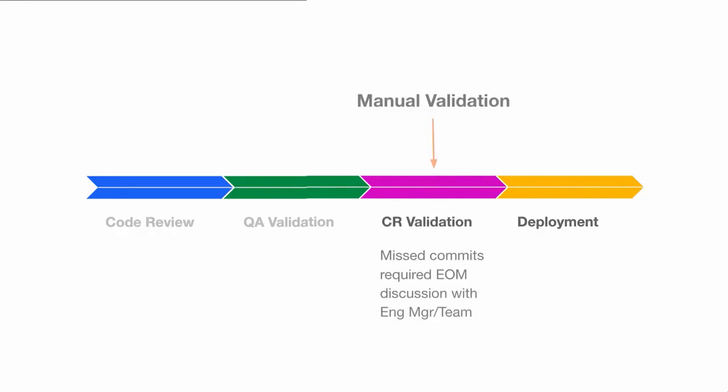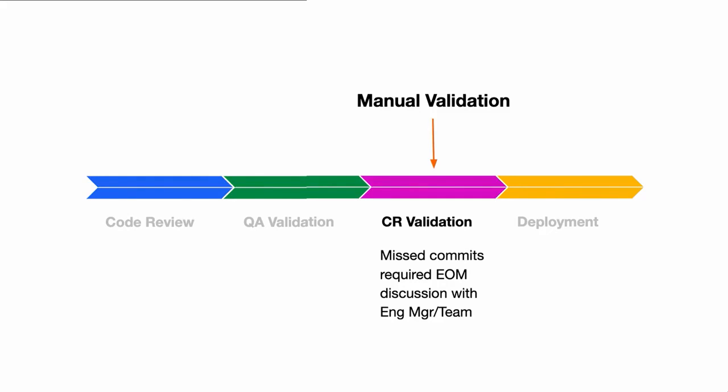Manual validation. Arrows point to CR validation. So the manual step in the process here was when the QA staff validates that this contains all of the necessary releases. In certain cases there would be a missed code commit that the QA staff wouldn't necessarily know was contained in there, so we would catch this during end of month audits.